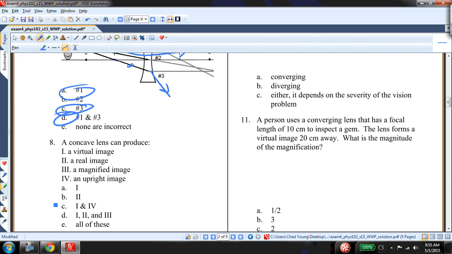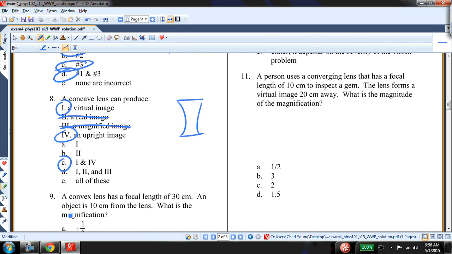A concave lens, remember, looks like this. It only produces a virtual image. It is not a real image. It is not a magnified image, and it is an upright image. So C is the right answer for number 8.